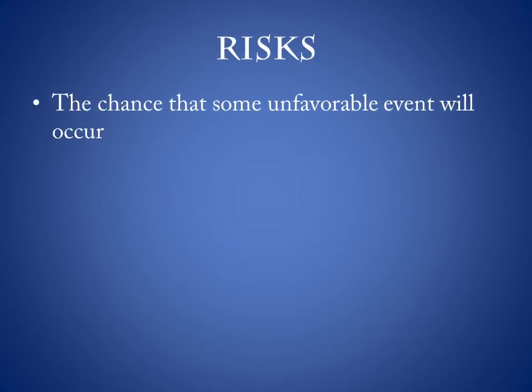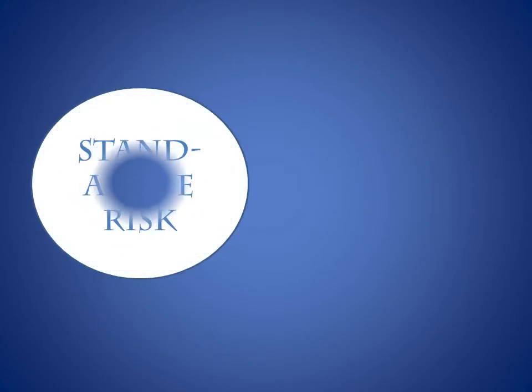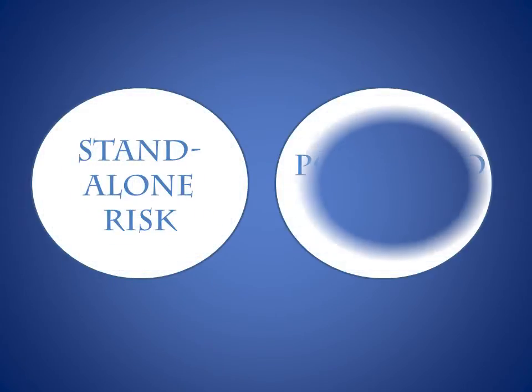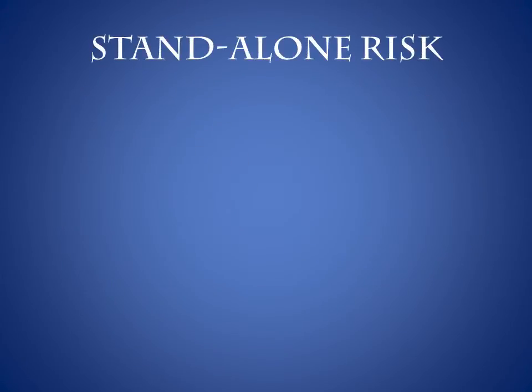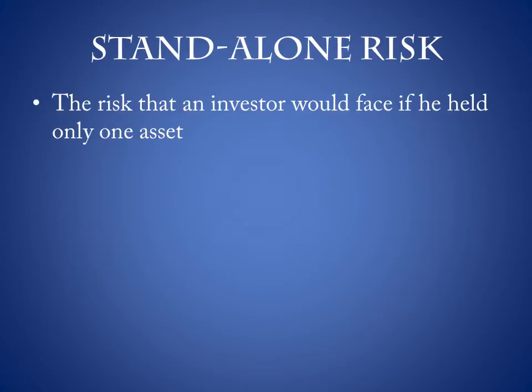Today, we're going to talk about risks. Risk is the chance that some unfavorable event will occur. There are two types of risk: standalone risk and portfolio risk. First, let's talk about standalone risk. Standalone risk is the risk that an investor will take if he held only one asset.